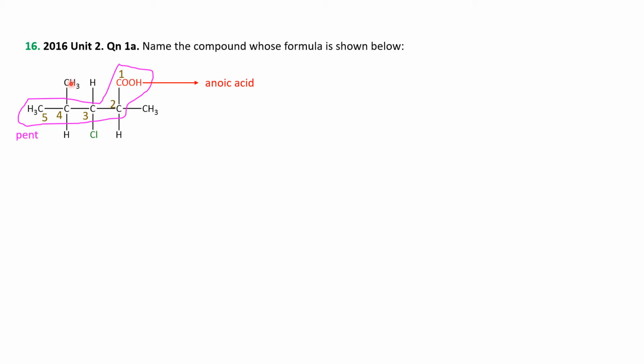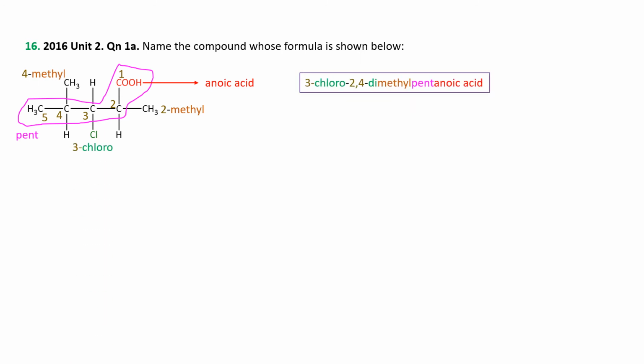We need to be able to say where they are. The acid group determines unambiguously that's carbon 1. So we've got 2-methyl, 3-chloro, 4-methyl. Putting all those together, chloro comes before methyl, so 3-chloro, and we've got 2-methyl and 4-methyl, so it's dimethyl on carbons 2 and 4, and then of course the pentanoic acid.